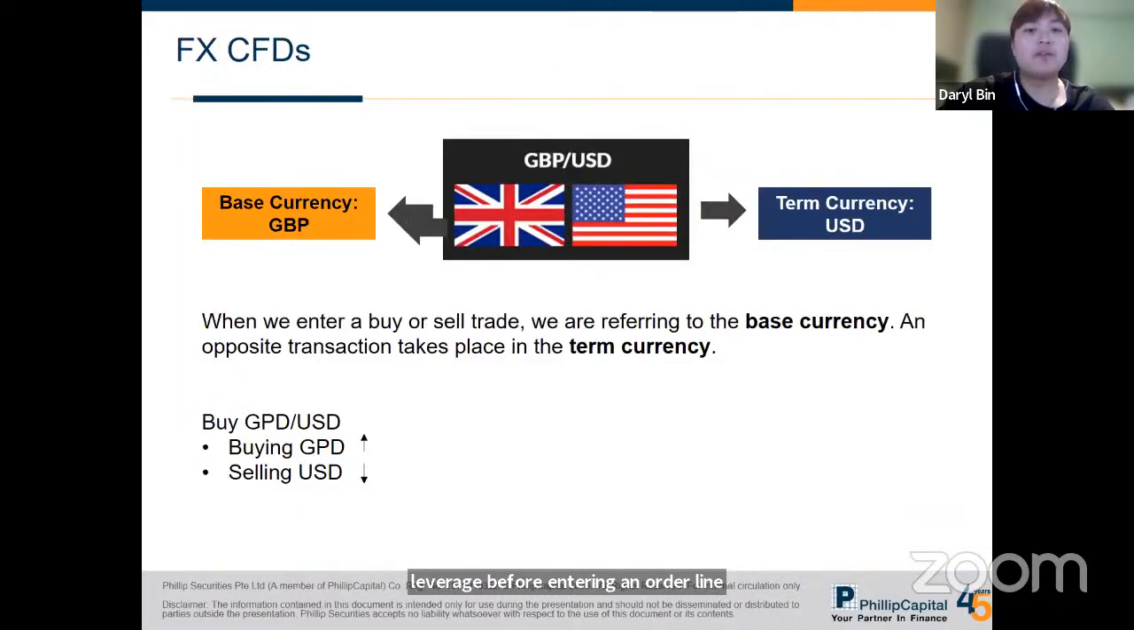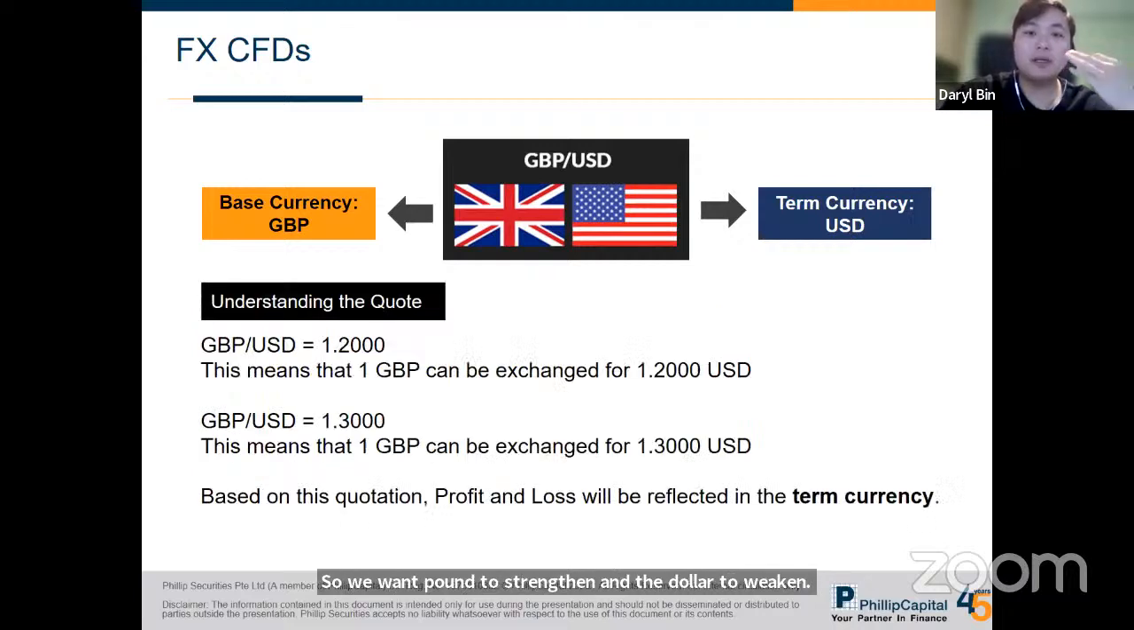Next we have FX, which is Forex. When we enter a buy or sell trade, we are referring to a base currency, so an opposite transaction takes place in the term currency. For this example, pound and dollar: the pound is the base currency and the dollar is the term currency. If we were to buy pound dollar, we are essentially buying the pound and selling the dollar, so we want the pound to strengthen and the dollar to weaken.